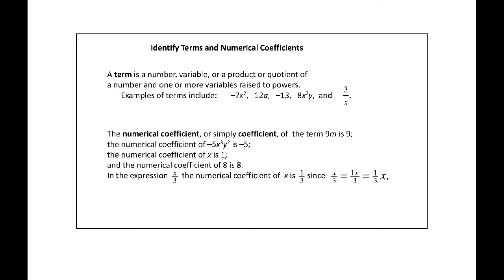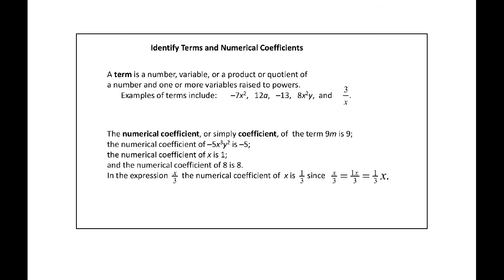The numerical coefficient, or simply coefficient, of the term 9m is 9. So a coefficient is the value that's multiplied by variables. So a constant, a number that is multiplied by a variable. So in 9m, the constant part of that is 9, the constant factor. The numerical coefficient of negative 5x cubed y squared is negative 5.